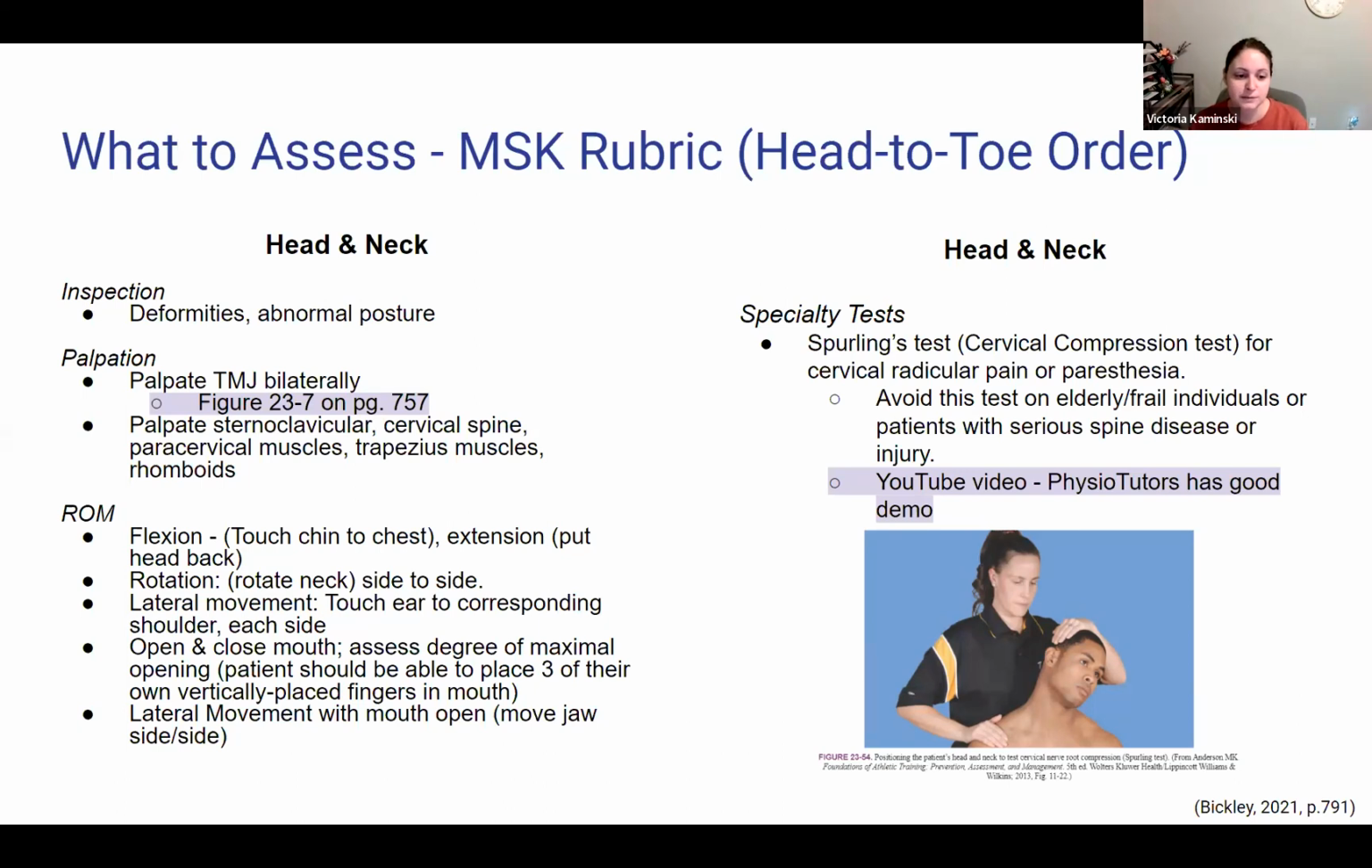Specialty tests, and you can see a picture here of the Spurling test pulled from your Bates book. I do highly recommend a really great resource on YouTube called Physiotutors, and they have great demonstrations if you want to put in these specific tests to see them performed as well.